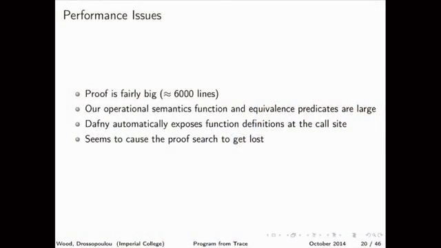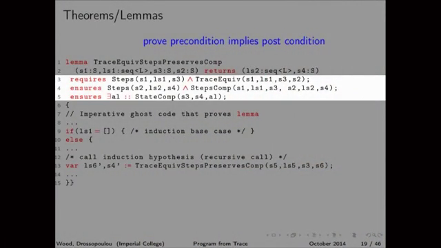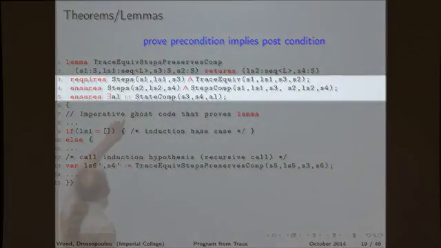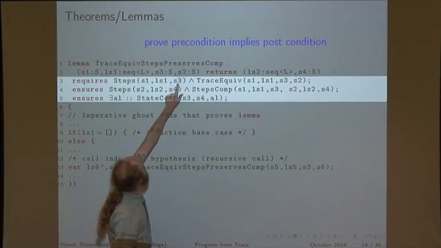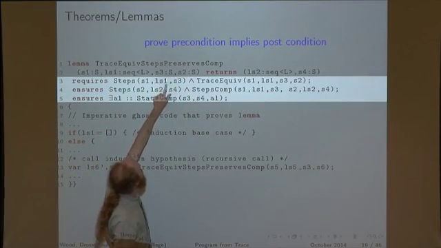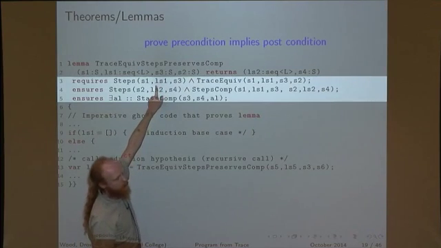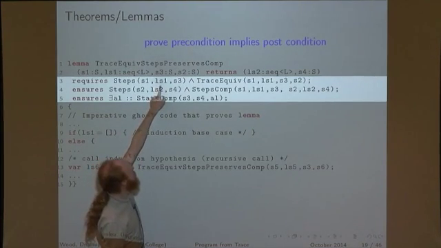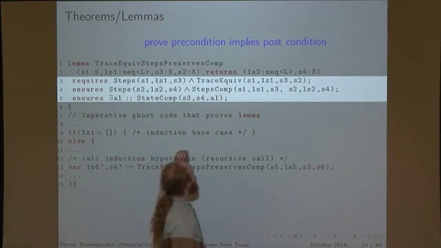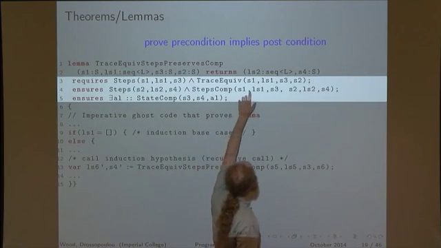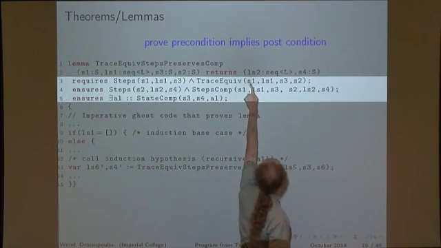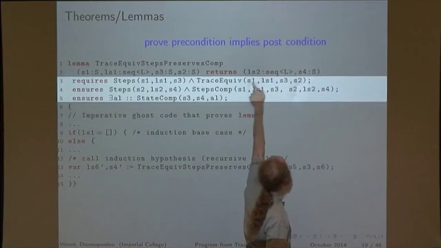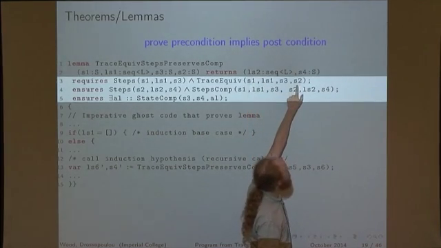I'm sorry, what does the theorem roughly say? So the theorem here says that S1 executes to S3 by trace ls1. So this is the traces like I showed previously. And we know that executing from S1 and executing from S2 are trace equivalent.